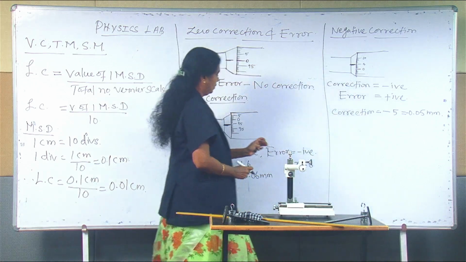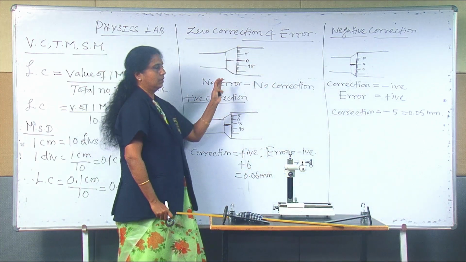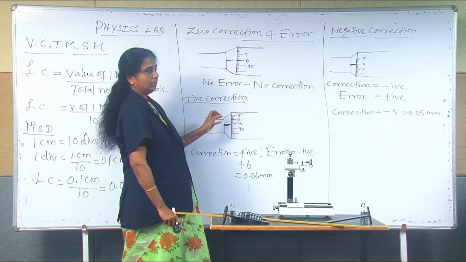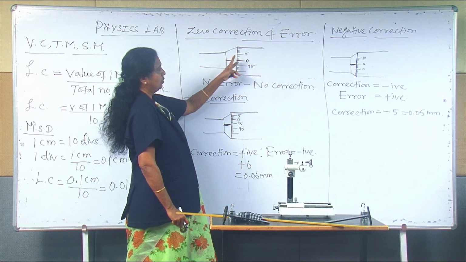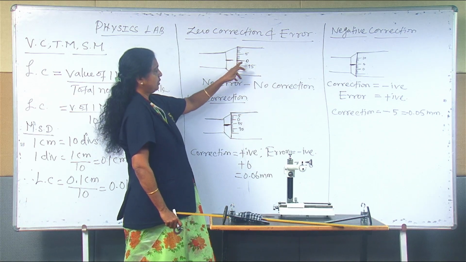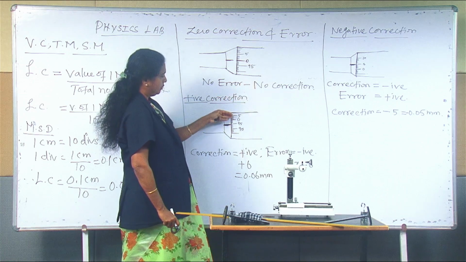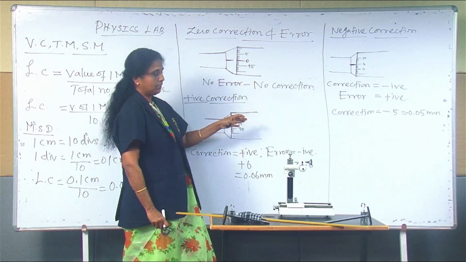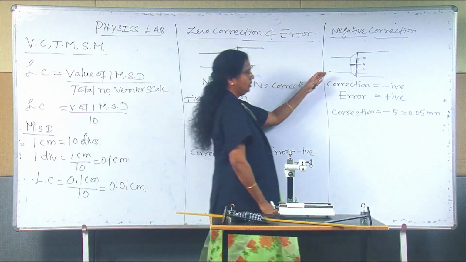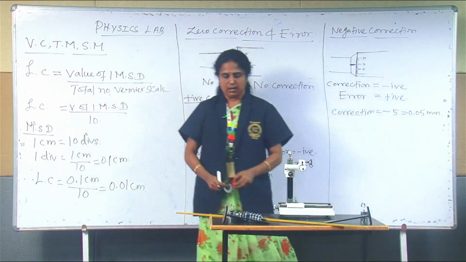So I think you could understand this error and correction. Both exactly coinciding means no correction, and if the 0 comes above the horizontal line, the correction is positive, and below the horizontal line, the correction is negative.